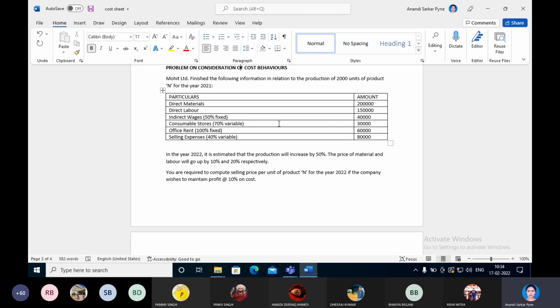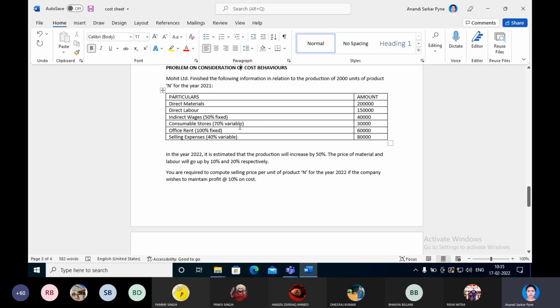You will mention it separately and you will simply add this figure. Ma'am, one will be variable and one will be fixed. No, no, 3 lakh 50 will be your prime cost, 2 lakh plus 1 lakh 50. Prime cost, we don't need to know whether fixed or variable. It is not mentioned. Prime cost is prime cost. Ma'am, then where do we have to do the calculation on 50%? Indirect wages, as you can see, it is mentioned 50% fixed. So 50% indirect wages fixed, that means 50% indirect wages variable. Right.